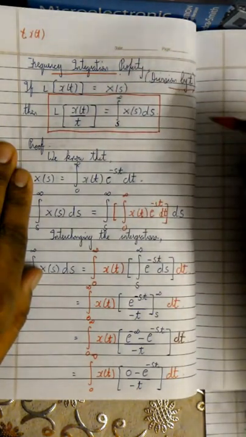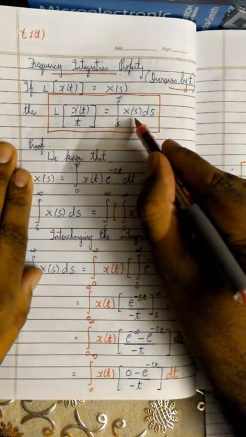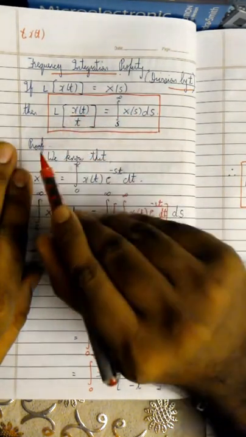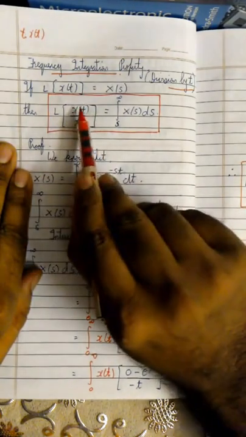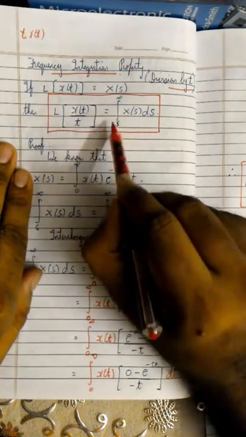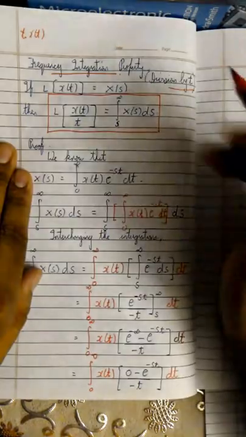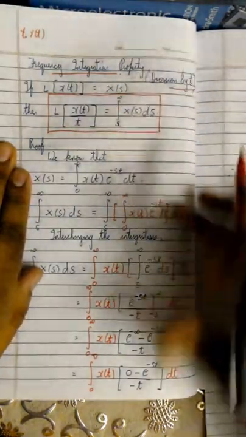Here x of s is the Laplace transform of x of t. So all you need to do is first find the Laplace transform of x of t and then integrate it from s to infinity. That's all. Here's the proof.